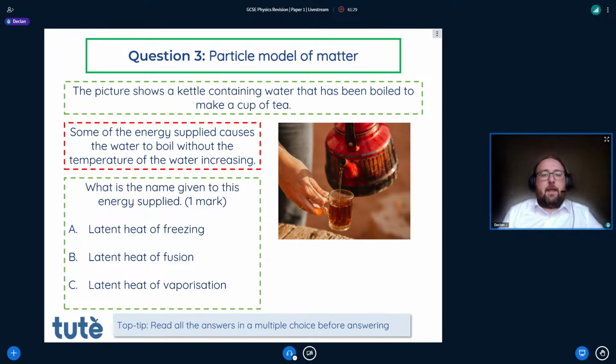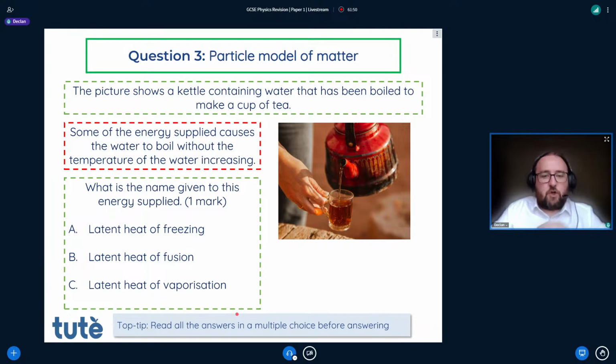And now another question about our kettle. So we've got our kettle that's been boiled. Some of the energy supplied causes the water to boil without the temperature of the water increasing. What is the name given to this energy supplied? We've got three options: latent heat of freezing, latent heat of fusion, and latent heat of vaporization.